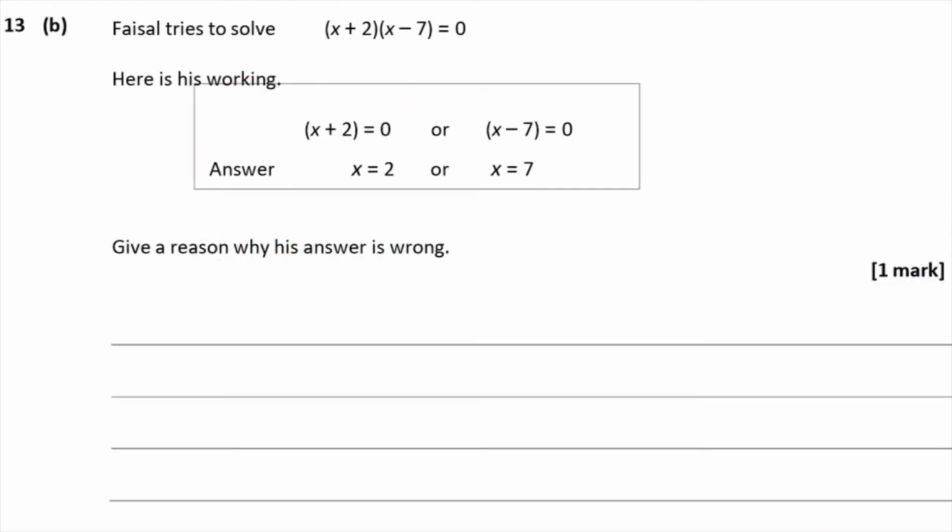Question 13b. Faisal tries to solve x plus 2 multiplied by x minus 7 is equal to 0. Here is his working. x plus 2 is 0, so x is 2. x minus 7 is 0, so x is 7. Give a reason why his answer is wrong.